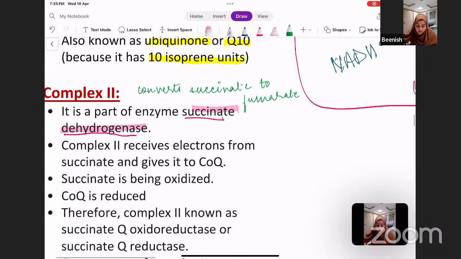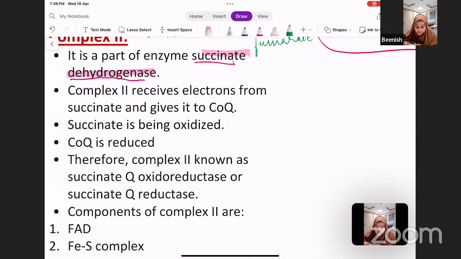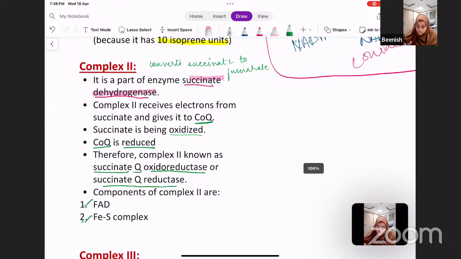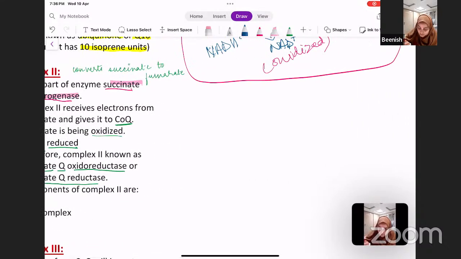Now complex 2 receives electrons from succinate and gives them to coenzyme Q. So you see, complex 1 has been bypassed here. Succinate is directly giving its electrons to coenzyme Q. Succinate is being oxidized because there is loss of electrons, and coenzyme Q is gaining electrons, so it is getting reduced. Therefore, complex 2 is also known as succinate Q oxidoreductase, or succinate Q reductase. The components of complex 2 include FAD and iron sulfur complex. This also will be easy if I represent it in the form of a diagram.